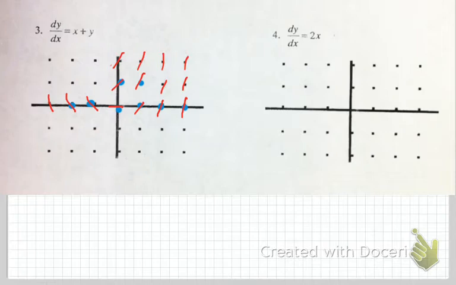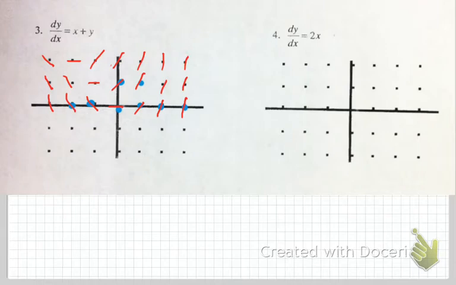And then negative 1 plus positive 1 is 0. And negative 1 plus positive 2 is 1. Negative 2 plus 1 is negative 1. Negative 2 plus 2 is 0. And negative 3 plus 1 is negative 2. And negative 3 plus 2 is negative 1. Okay, I'll let you finish the rest of that for homework.